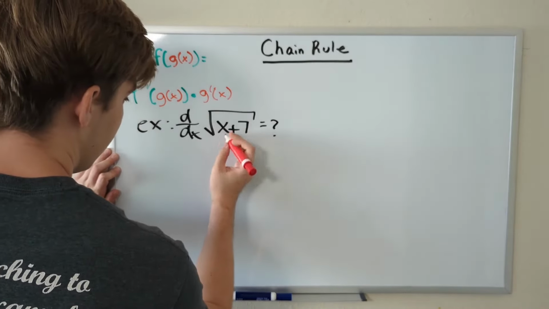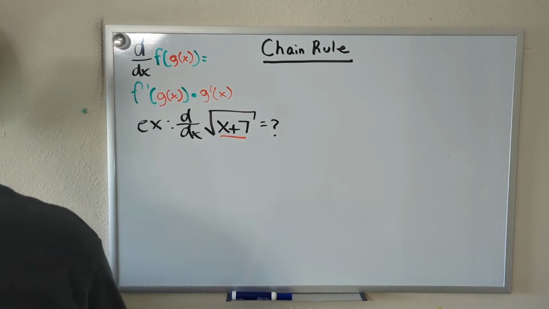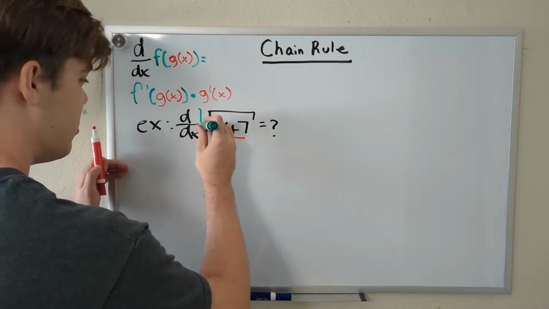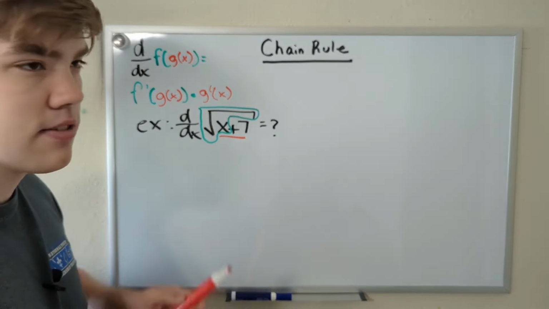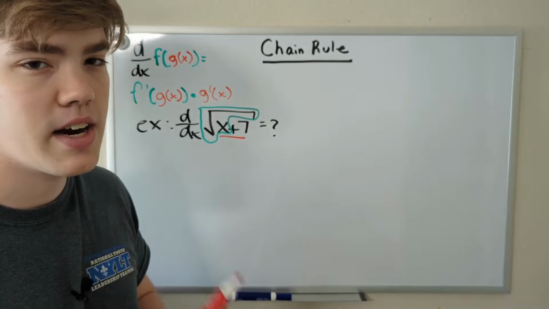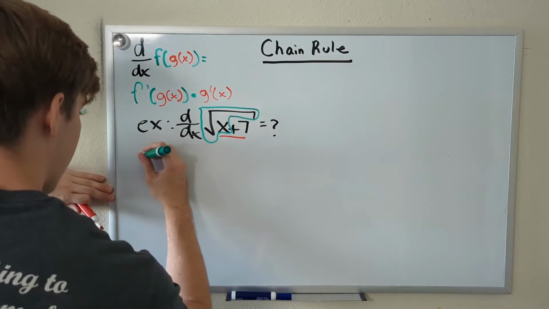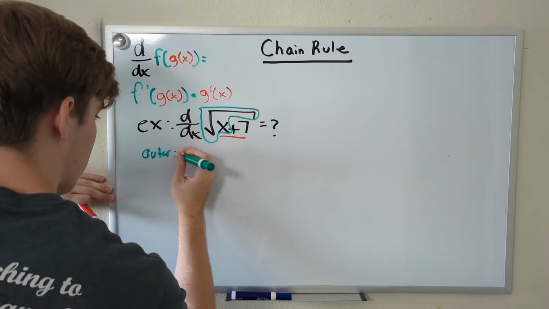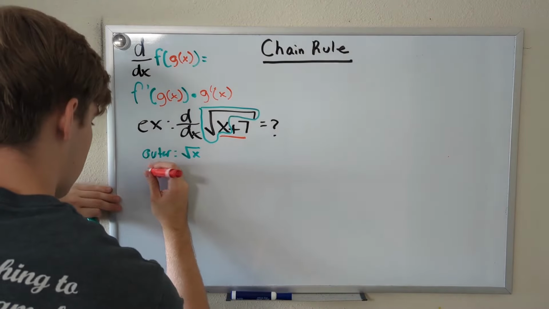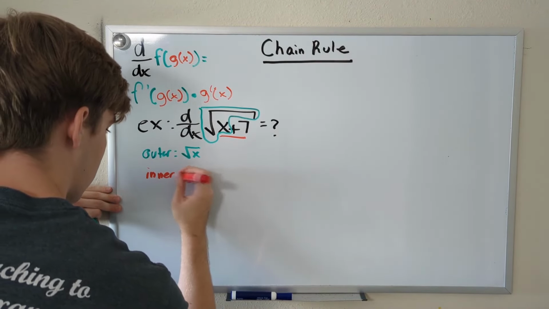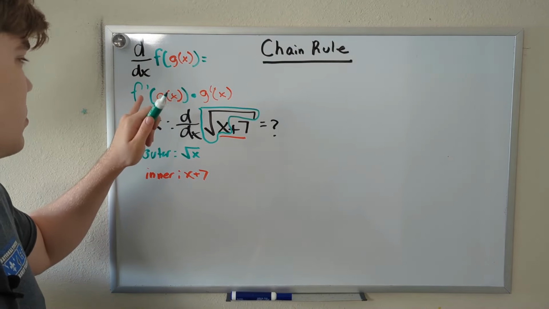This little x plus 7 here is its own function, but it's also distinctly inside the function square root of x, as denoted as such. We have a very clear inner and outer function, so we know which will be our f of x and which will be our g of x when plugging into the chain rule. Let's write that down here. The outer function is the square root of x. And the inner function is x plus 7.